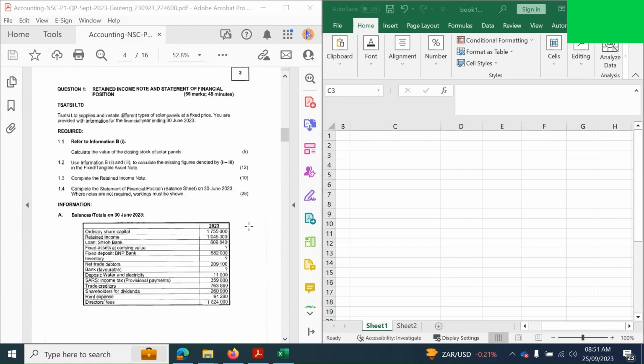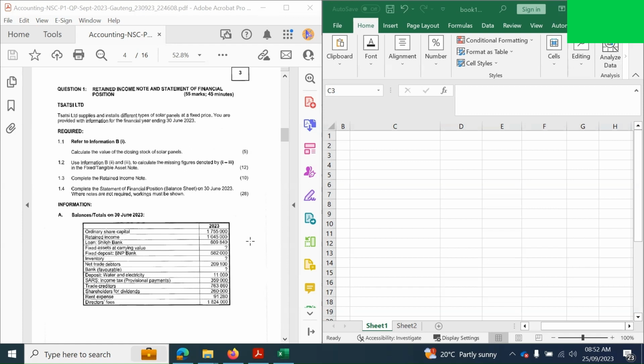Question 1, retained income note and statement of financial position. This is 55 marks and it's 45 minutes long. Tsatsi Limited supplies and installs different types of solar panels at a fixed price. Okay, so we know the business and what they do. The mention of a fixed price is also important because it means your selling price is fixed, at whatever price that is.